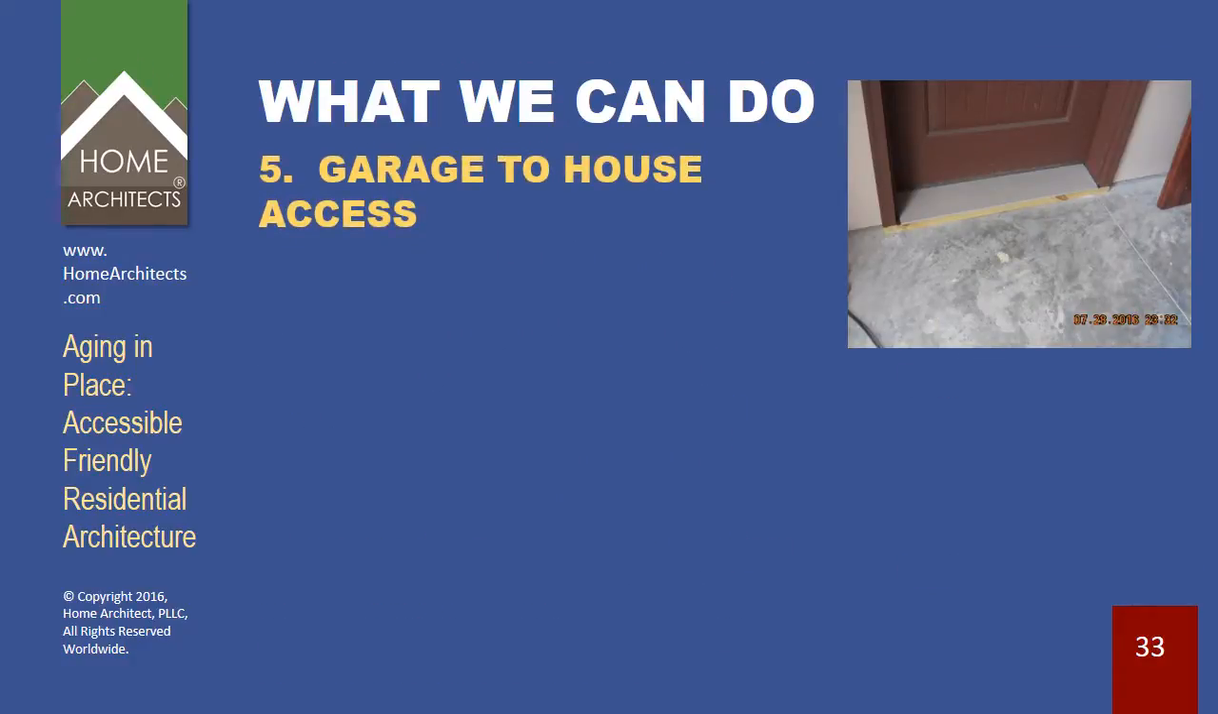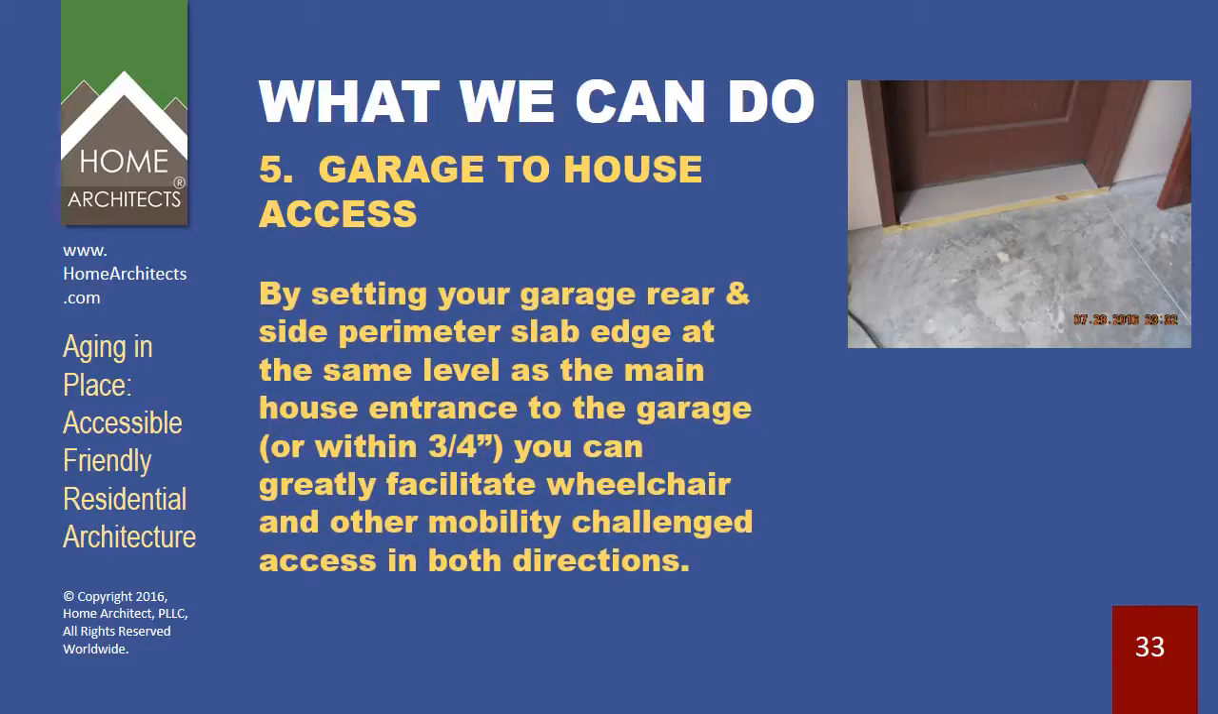What can we do? By setting your garage rear and side perimeter slab edges at the same level as the main house entrance to the garage, or within 3/4 of an inch, or 1/2 inch is even better, you can greatly facilitate wheelchair access in both directions. This probably costs less to do it this way, the way my firm does it, because you don't have steps to worry about.